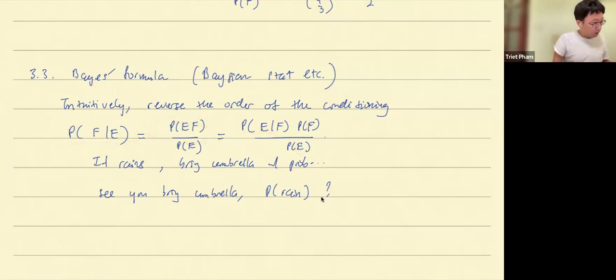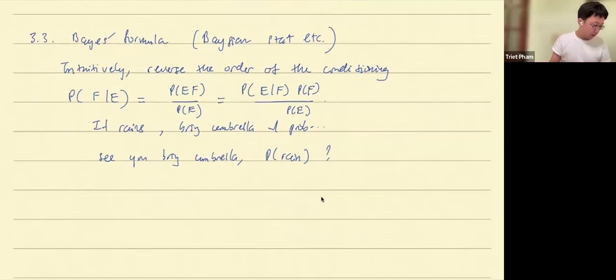All right. So the second, a more elaborate development of this formula is as follows. You can have P of F given E is P of EF over P of E.